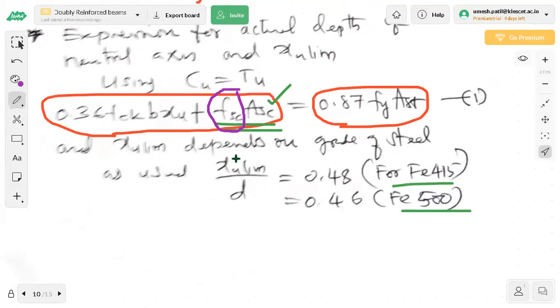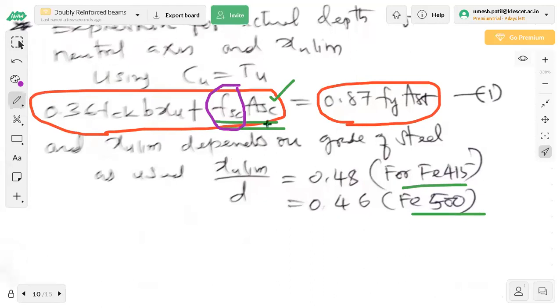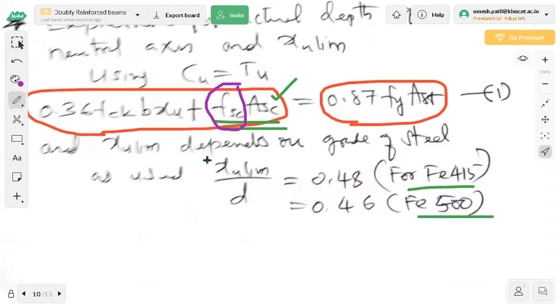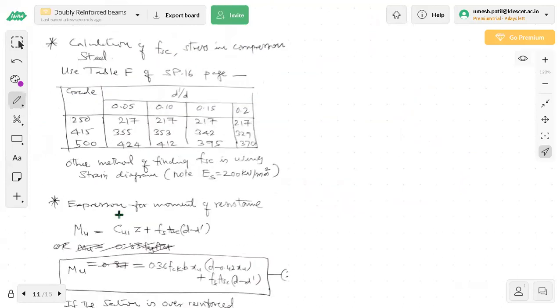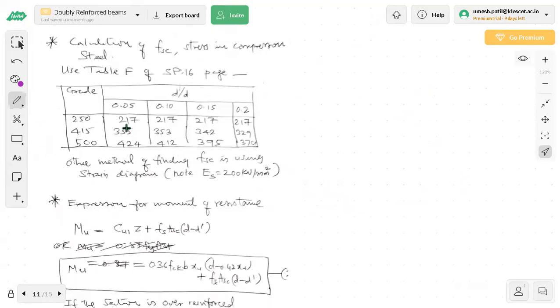What is FSC? FSC is the stress in the compression steel, because the steel in the compression zone is compressed. Steel in the tension zone is in tension. So here we are going to calculate FSC, meaning the stress developed in the compression steel. Okay, how to calculate it is on the next page. Only one method I will tell you today. 2-3 methods are there. You have to refer to Table F of SP16.